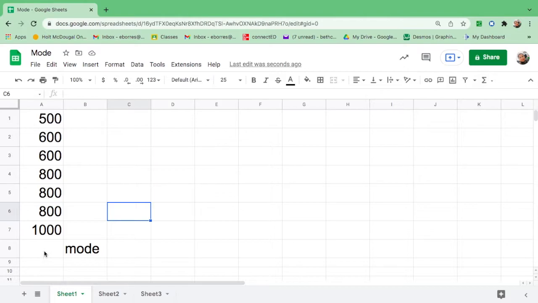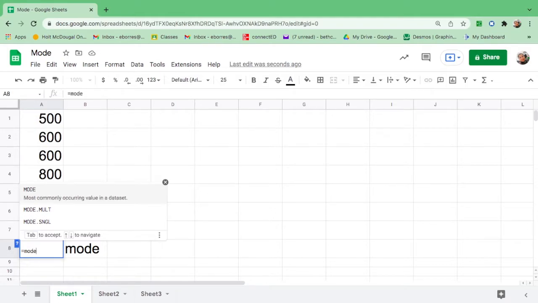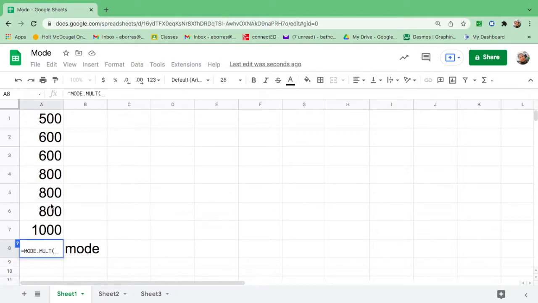So let's find the mode at the bottom. Equal sign, type the word mode. There are different formulas here: MODE, MODE.MULT, and MODE.SNGL. I suggest you use MODE.MULT because sometimes there's more than one mode. So let's click this, then highlight, enter. So here the mode is 800.